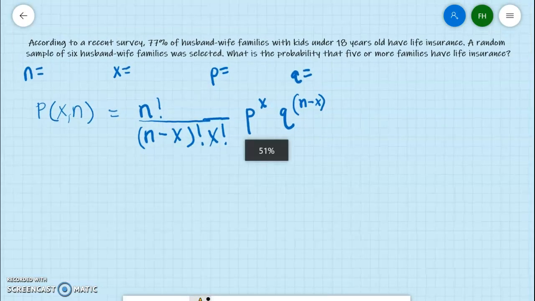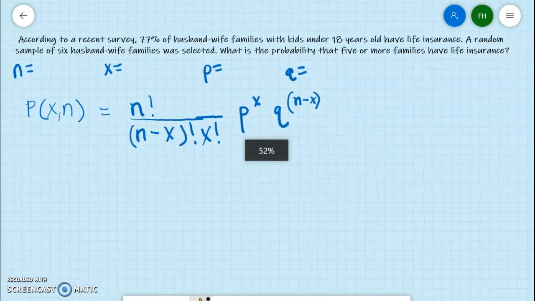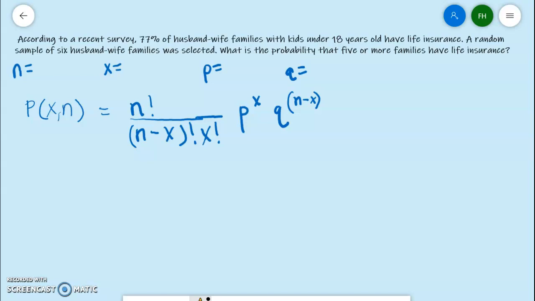Okay, let's look at this binomial distribution. 77% of husband and wife families with kids under 18 years old have life insurance. A random sample of 6 husband and wife families was selected. What is the probability that 5 or more families have life insurance? So we're looking for the success of 5 or more families having life insurance.